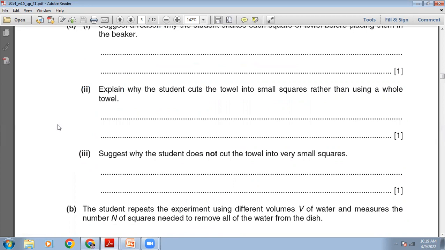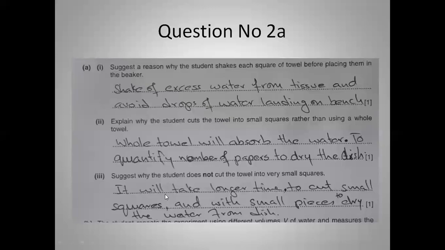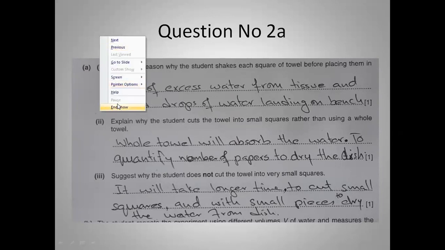Third part is: suggest why the student does not cut the towel into very small squares. You see, if you cut them into very small squares, then it will take a very long time to dry that 30 centimeter cube water in the dish, and the experiment will take a longer time to perform. It will take longer to cut small squares, and with small pieces it will take longer to dry the water from the dish. So this is our answer.